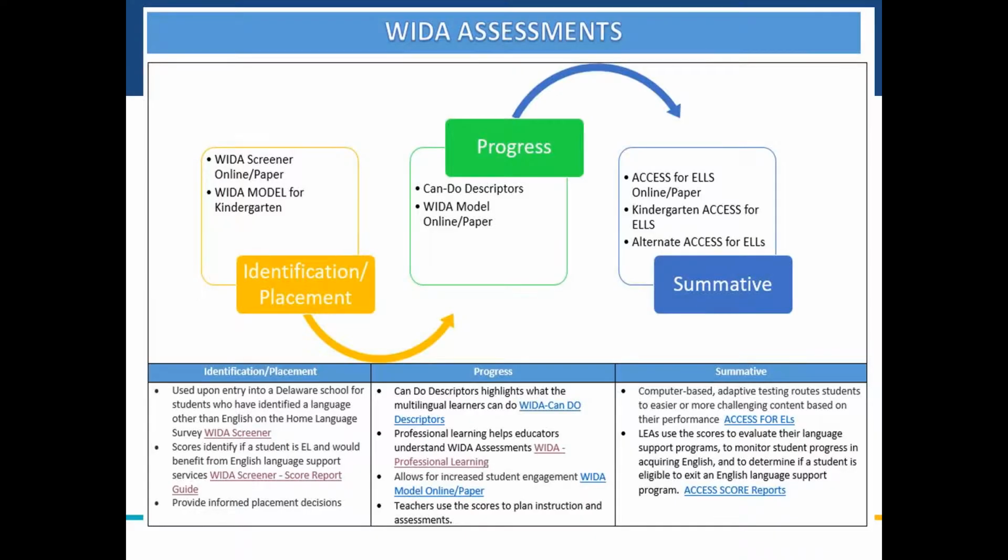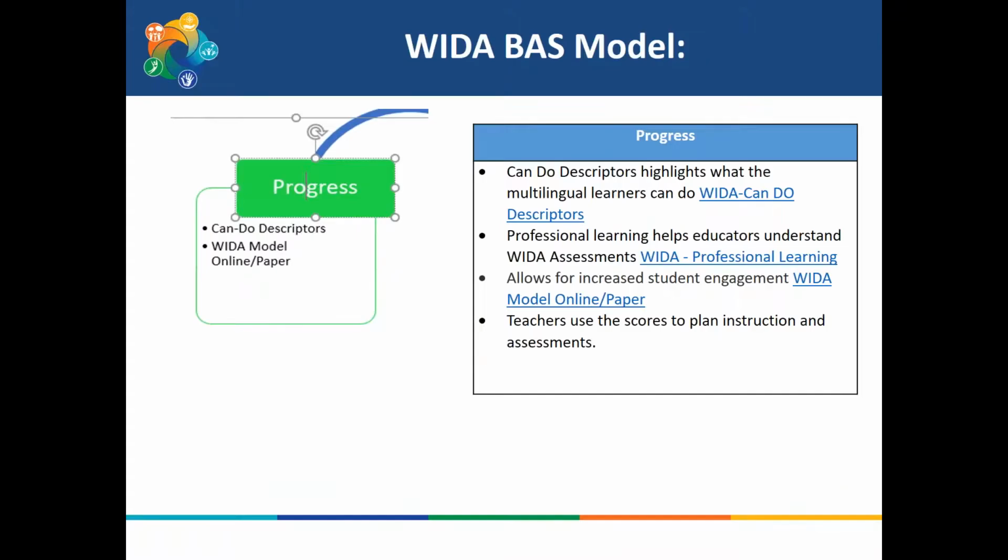And here's our graphic again. This is the WIDA Balanced Assessment System model that is found on our DDOE WIDA page, actually called English Language Proficiency for the state of Delaware. Today's webinar will delve deeper into the progress monitoring section of the BAS model. So you can take a look at it on your screen.